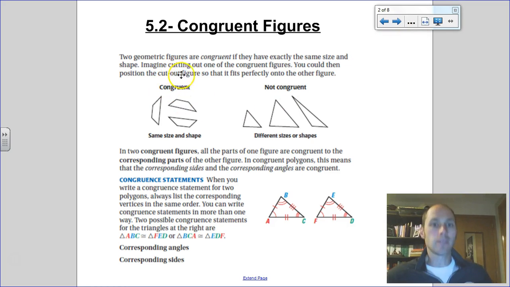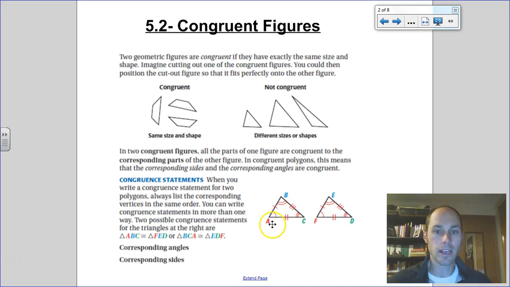So we talked about figures being congruent before if they have the exact same shape and size. So these figures are congruent while these are not because they're different sizes or shapes. So if figures are congruent, all parts of the figure are congruent to the corresponding parts of the other one. So for instance, these corresponding sides are congruent. Corresponding angles are congruent. And in geometry, we can write congruent statements to compare them.